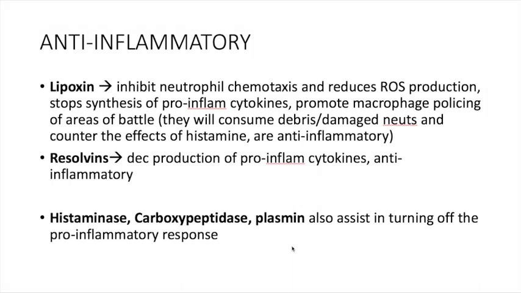It is going to reduce reactive oxygen production. It is going to stop synthesis of pro-inflammatory cytokines. It is going to promote macrophage policing of the areas of battle. They basically are going to consume the debris, damage neutrophils, and counter effects of histamine, and they are anti-inflammatory. Resolvins are going to decrease the production of pro-inflammatory cytokines. They are anti-inflammatory. Histaminase, carboxypeptidase, and plasmin also assist in turning off the pro-inflammatory response.